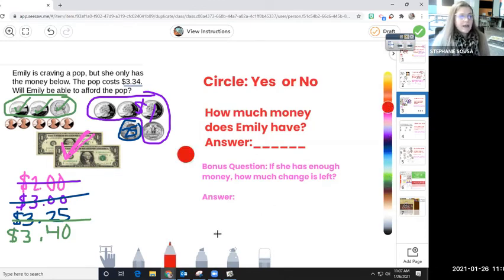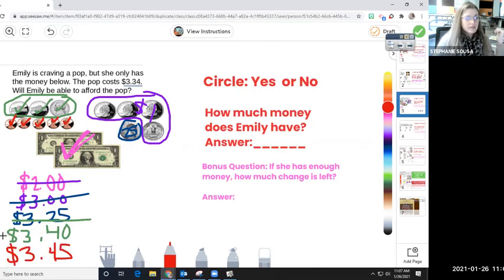And finally, I need to add my pennies. I'm at $3.40. I'm going to count by 1s. 41 cents, 42 cents, 43 cents, 44 cents, 45 cents. Emily has $3.45. We can write that total here where it says how much money does Emily have. Emily has $3.45.